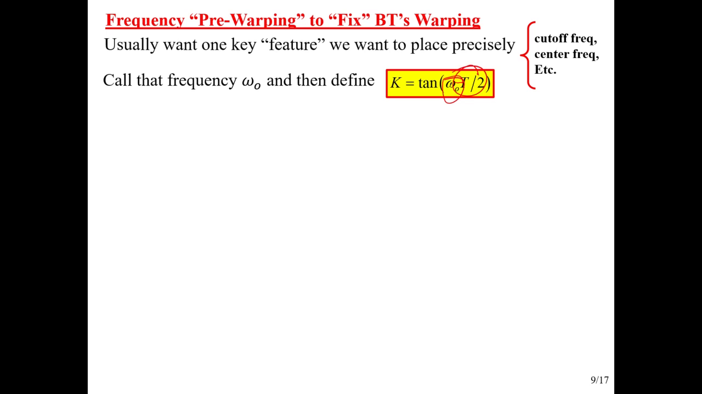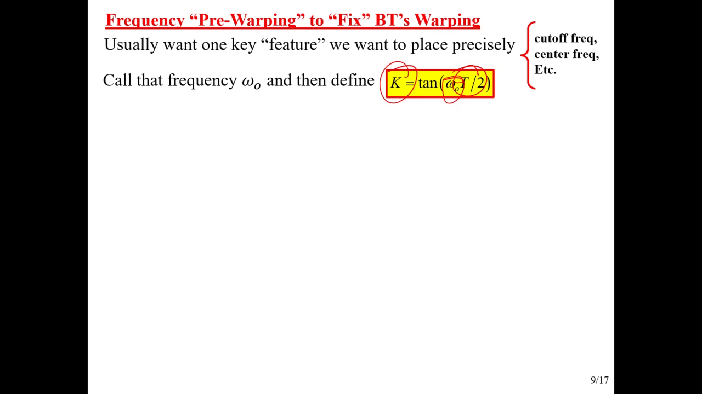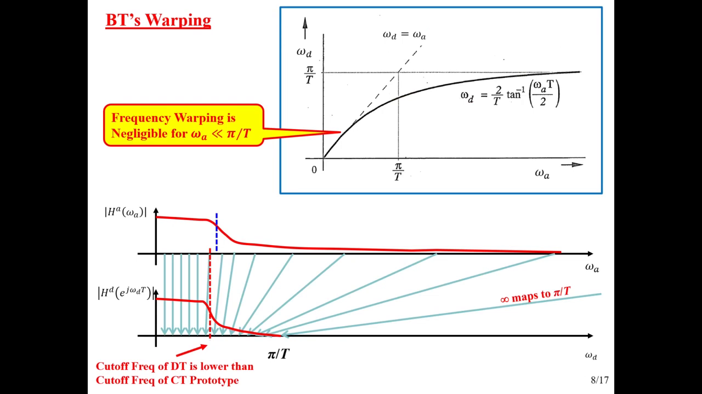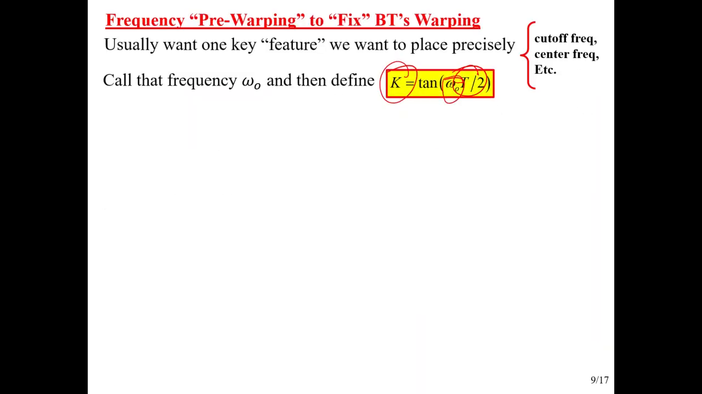We put in our sample spacing that we're going to run the filter at, and we compute this k number. And then we modify the bilinear transform. Remember, what was our bilinear transform before? Let's go back and see what it is. It was a z minus 1 over z plus 1. That part doesn't change, but we had a 2 over T. Let's see how we modify that.